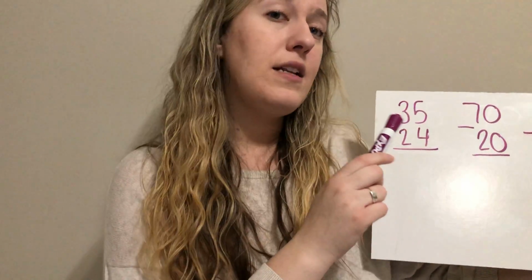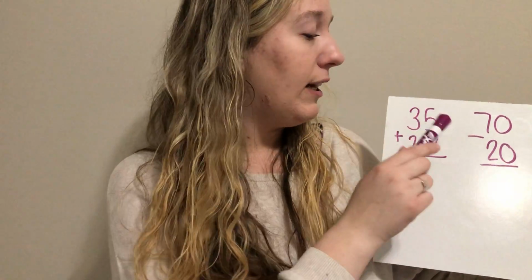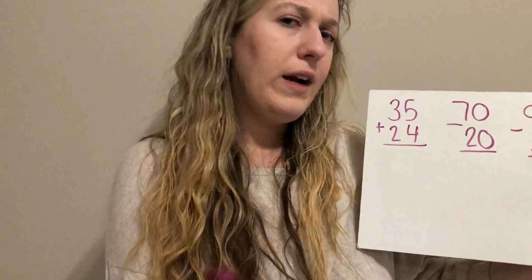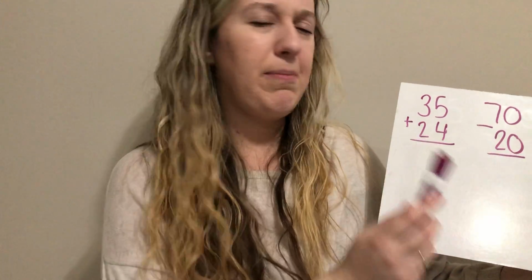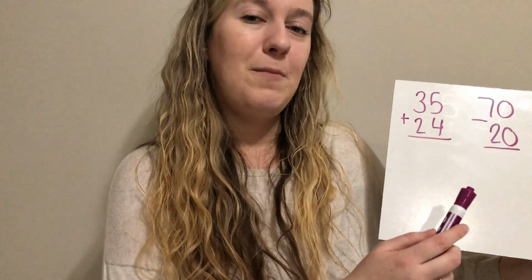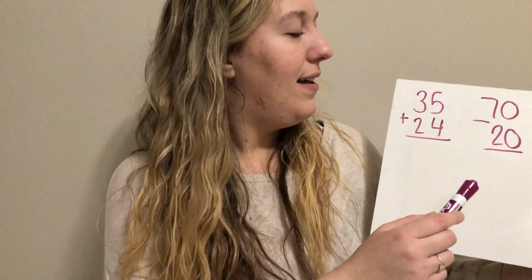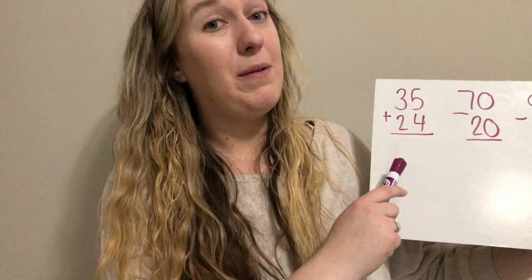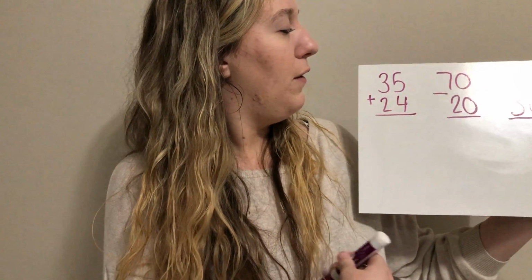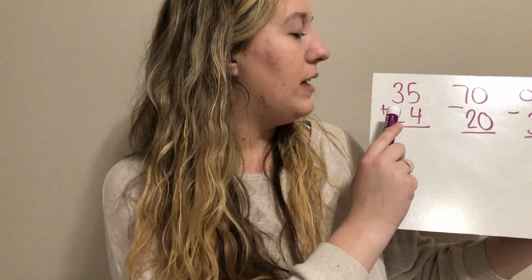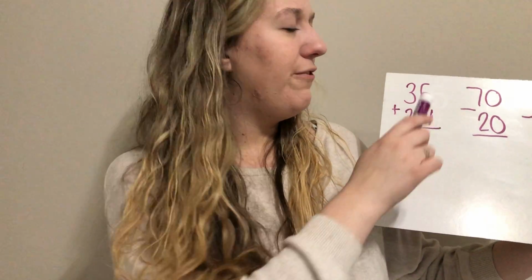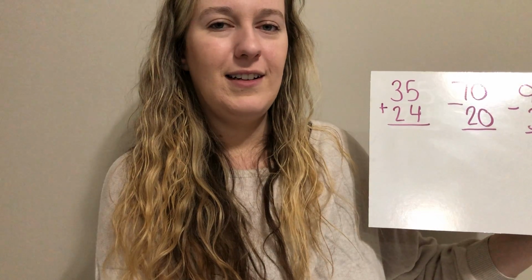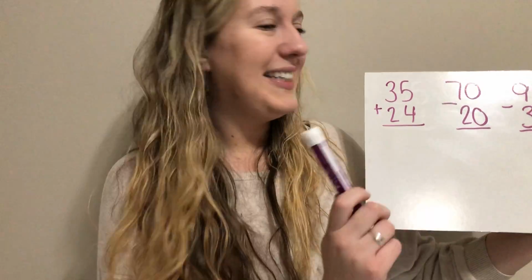Now, when we add numbers with 2 digits, like 35 and 24, where do we start? Do we start at the ones place, or do we start at the tens place? We start at the ones place. That makes it easier on us, especially when we get into bigger numbers. So first we have 35 plus 24. We will look at the 5 and the 4. What is 5 plus 4? 9. Good job. 5 plus 4 is 9.